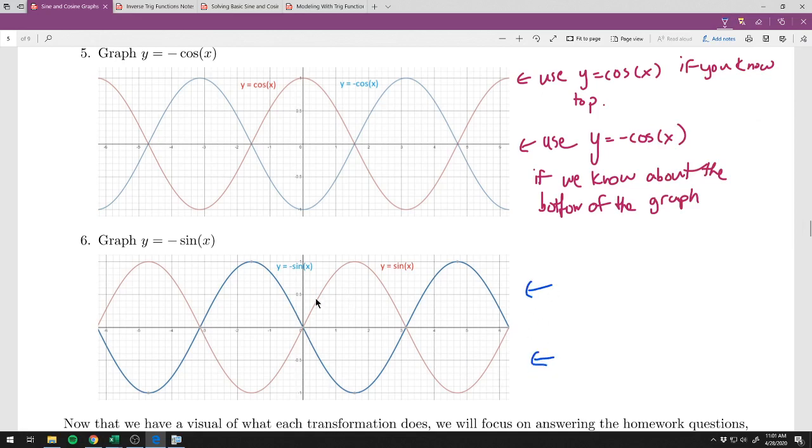The important thing with sine here is when you look at the y-intercept and you flip it over the x-axis, they're still in the middle on both. The y-intercept's in the middle. But for y equals sine of x, it's going up. And y equals negative sine of x, it's going down. Okay, so what this is telling us is we're going to use y equals sine of x if you know average or the middle and it's increasing. And we're going to use y equals negative sine of x if we know the average and it's decreasing.